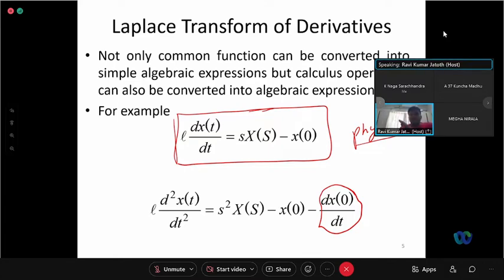Right. So now you tell me, what do you mean by x dot of 0 here in this case? Can you relate physically what I'm trying to give you? Yes, so these are certain initial conditions. Now, can you generalize the Laplace transform of d power n x of t by dt power n?